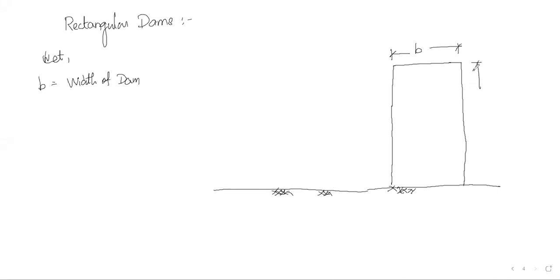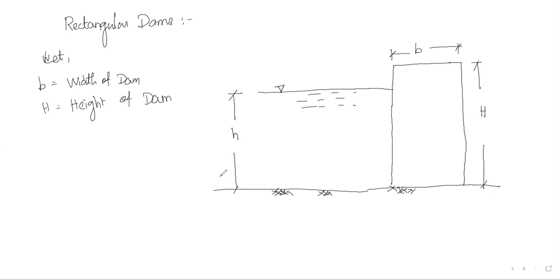So the total height of the dam is equal to H. So let H is equal to height of the dam. Next, we can have water in the structure on the upstream side. So this height is nothing but small h. Okay, so small h is equal to height of water.